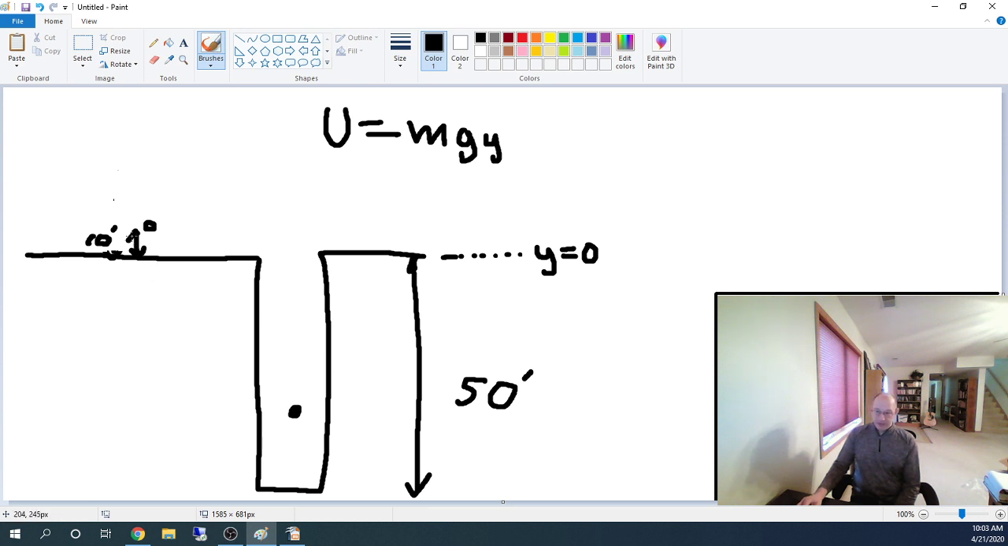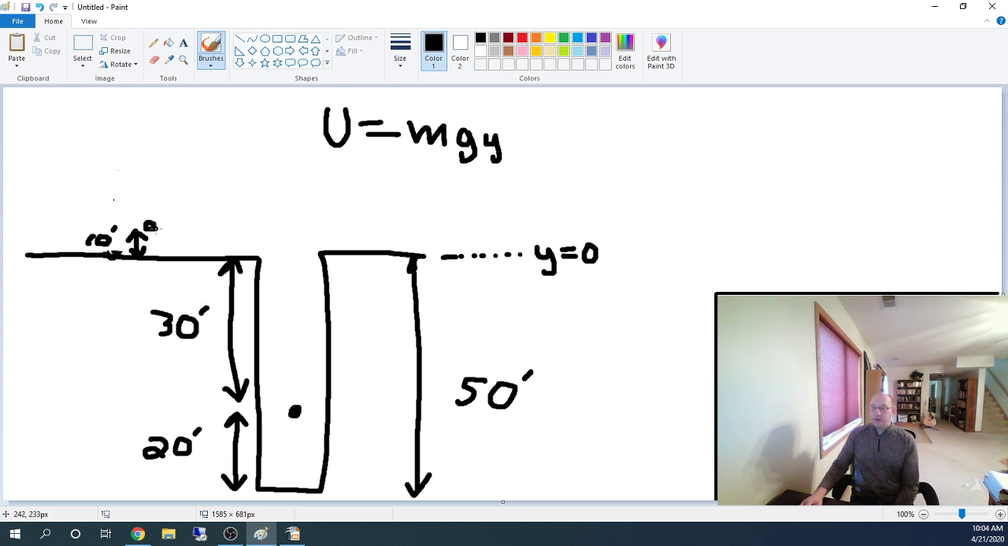Okay, so which of these two balls then has the larger gravitational potential energy? Which one has the higher amount? It's actually this one, because this one is 10 feet above 0. And just to let you know, I think they said that this is 20 feet above the bottom of the well, from the bottom of the well to there. So that means this is 30 feet from here to here, because the well is 50 feet deep.